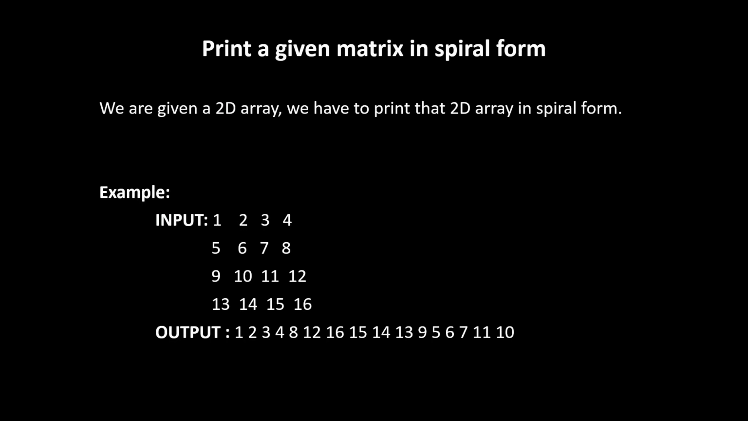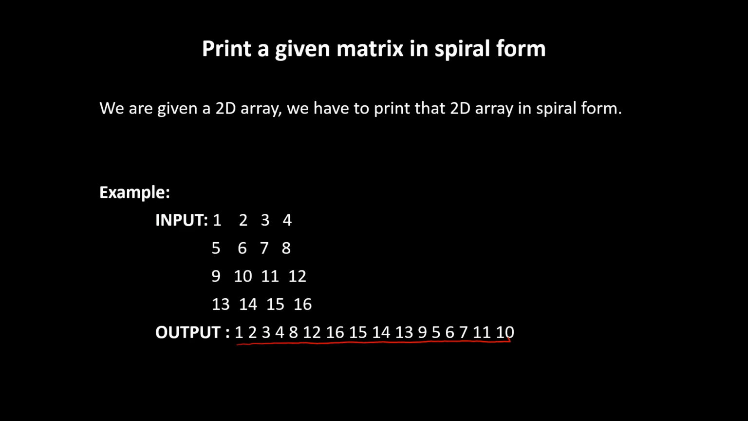Here we have an input of a 2D array, a 4 cross 4 matrix. The elements are 1, 2, 3, 4, 5, 6, 7, 8, 9, 10, 11, 12, 13, 14, 15, 16. So the output comes out as 1, 2, 3, 4, 8, 12, 16, 15, 14, 13, 9, 5, 6, 7, 11, 10. This is the spiral form of this 2D array.